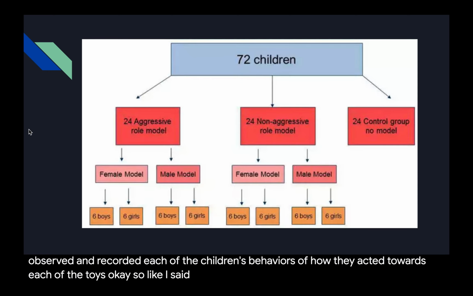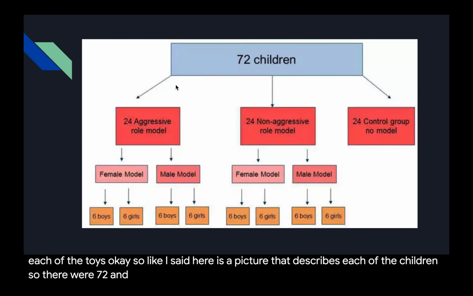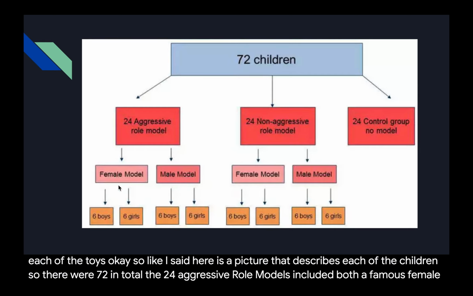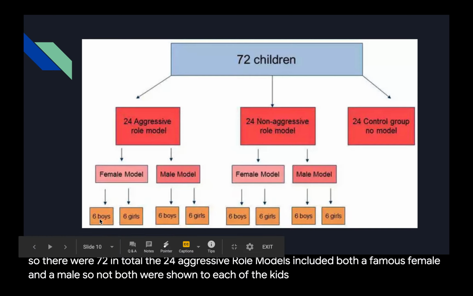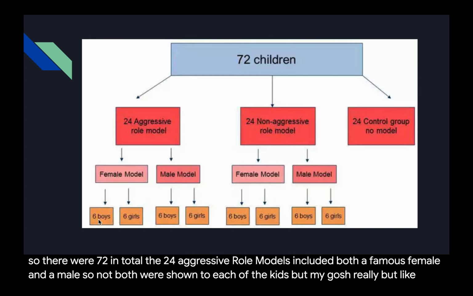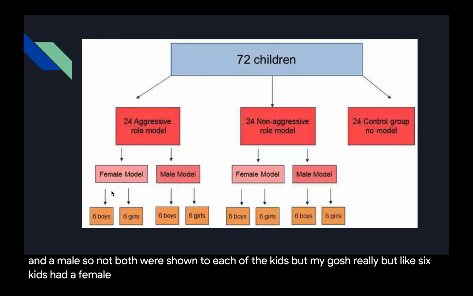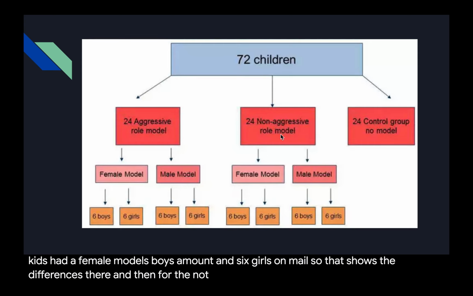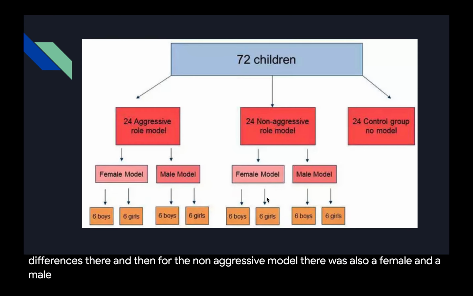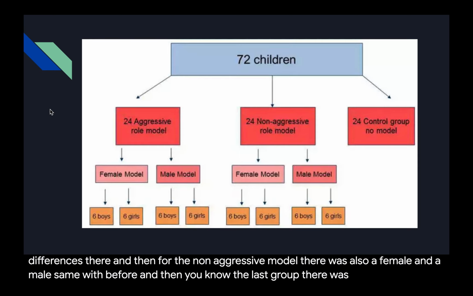Like I said, here is a picture that describes each of the children. There were 72 in total. The 24 aggressive role models included both a female and a male. Not both were shown to each of the kids, but 6 boys had a female model, 6 girls a female, 6 boys a male, and 6 girls a male. So that shows the differences there. And for the non-aggressive model, there was also a female and a male, same as before. And the last group had no model at all.